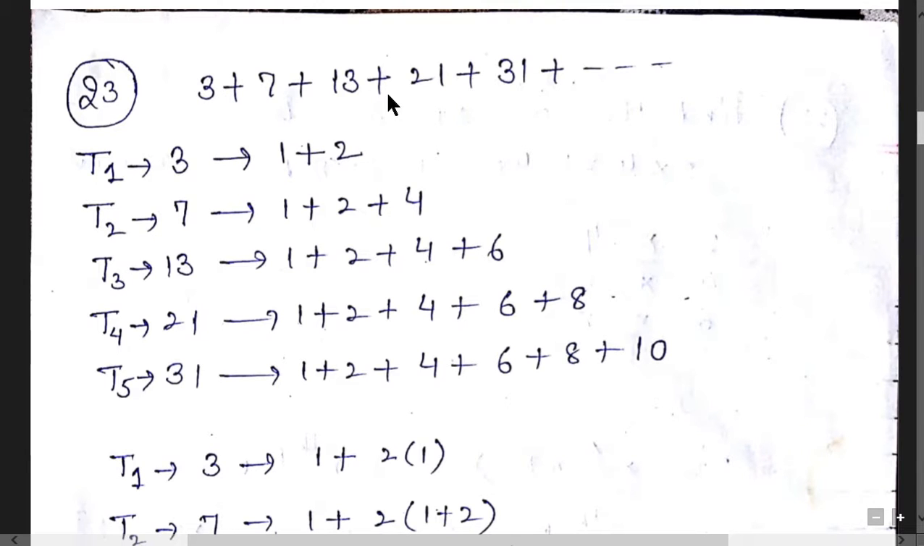Basically you can check the difference between terms. The difference between first and second term is 4, then 6, then 8, then 10, like this. It means the difference increases by 2. It means if the first term is 1 plus 2, then 1 plus 2 plus 4, then 1 plus 2 plus 4 plus 6, like this.